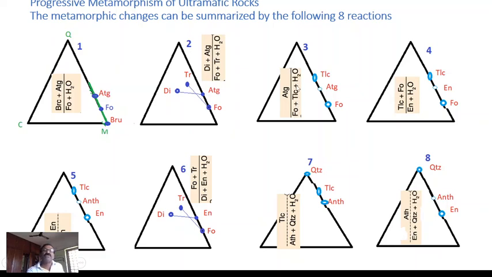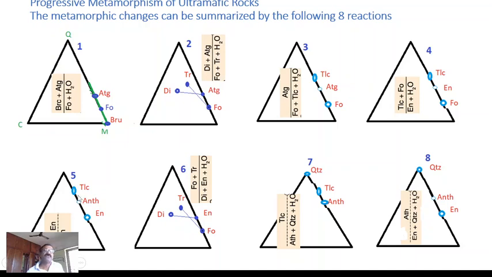Now in sequence you can write number 1 reaction, number 2 reaction, number 3 reaction. Now number 4 reaction is that this talc and forsterite will react to form enstatite. You understand? The talc plus forsterite gives enstatite. The fifth reaction is that talc and enstatite will react to form a new mineral called anthophyllite.